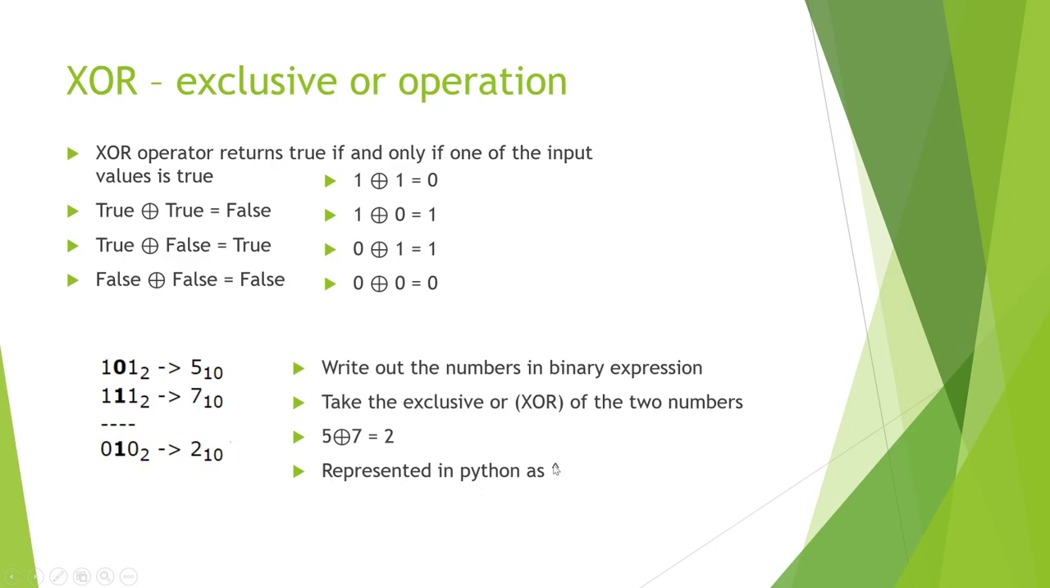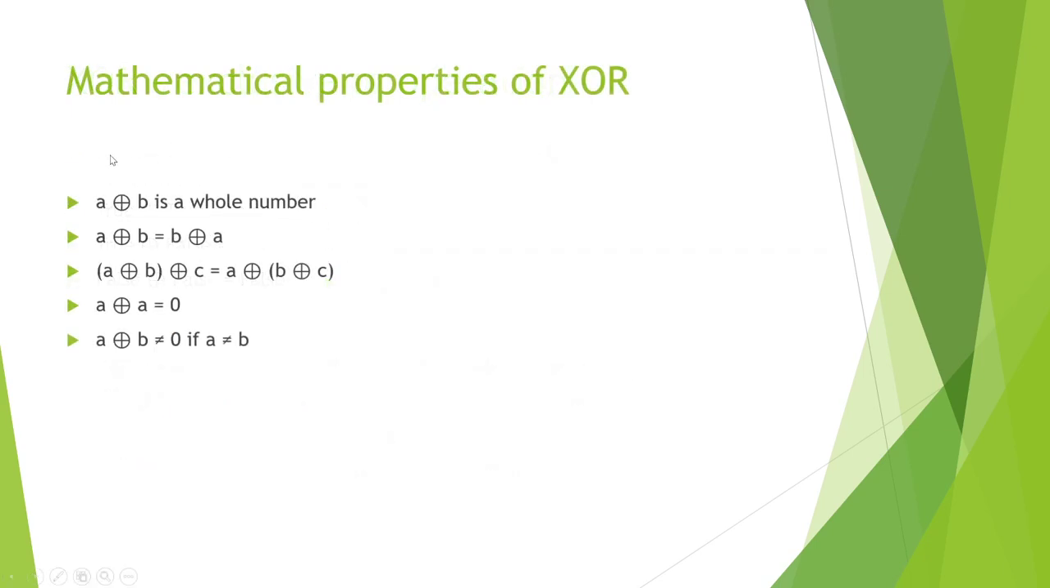In Python, this symbol is represented using this thing. This is a property of the XOR operation. This is going to be very important for us to prove our winning theory later.